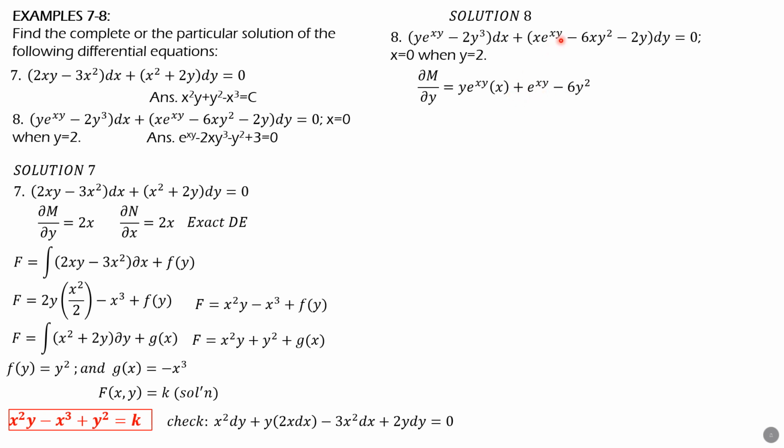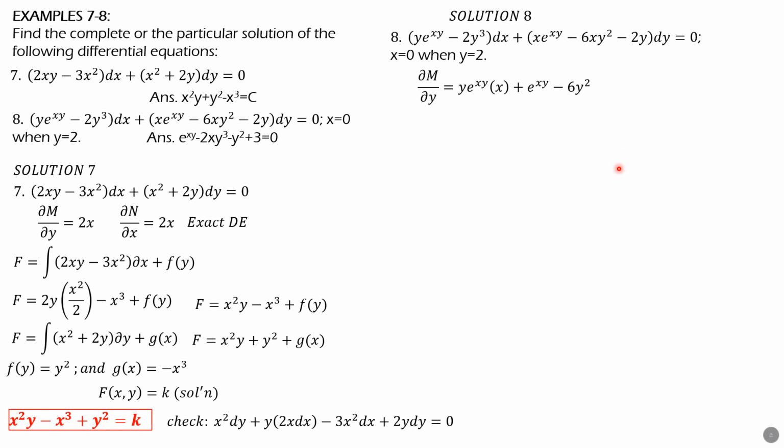Then plus e to the xy times 1, because the derivative of x is 1. Then minus 6y squared, because the derivative of x is 1, negative 6y squared is treated as a constant, times 1. Then minus 0 because this is treated as a constant.